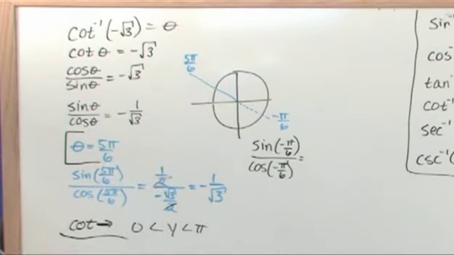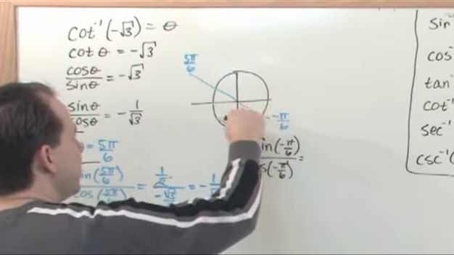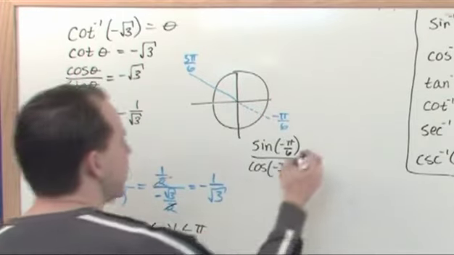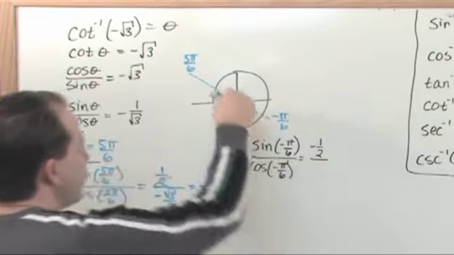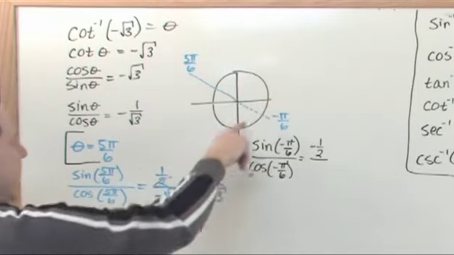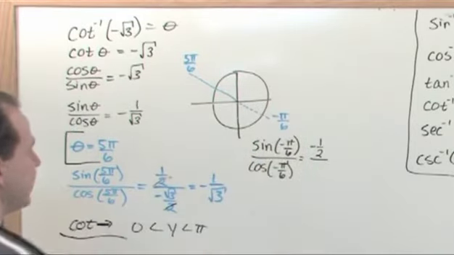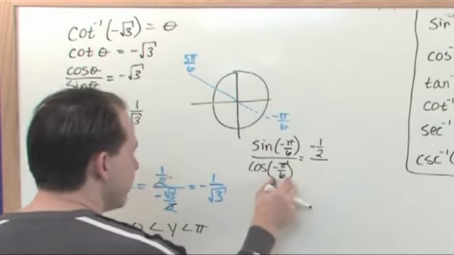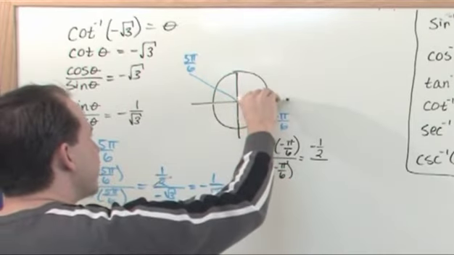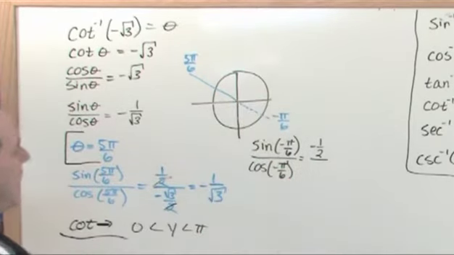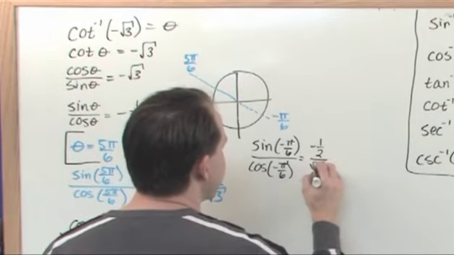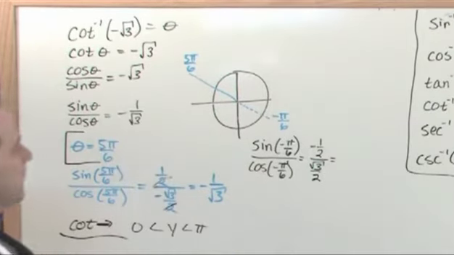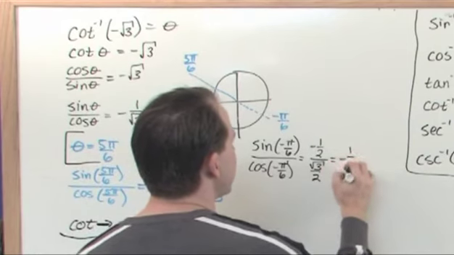Well, for negative pi over 6, the sine of it is going to give you negative 1/2, because you're projecting this over to the y-axis, negative here, and it's 1/2 because it's basically 30 degrees. Sine of 30 is always 1/2. For cosine, it's going to be positive because it's projecting over here on the x-axis. So that would be a positive square root of 3 over 2, because cosine of 30 is square root of 3 over 2, and it's positive in that quadrant. So you would have gotten the same answer, negative 1 over root 3.